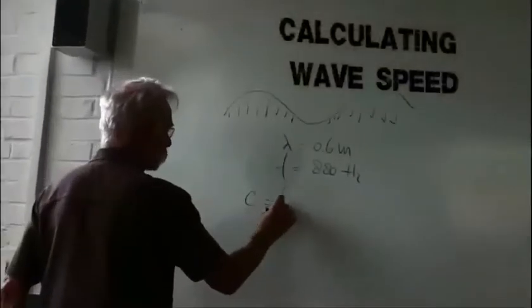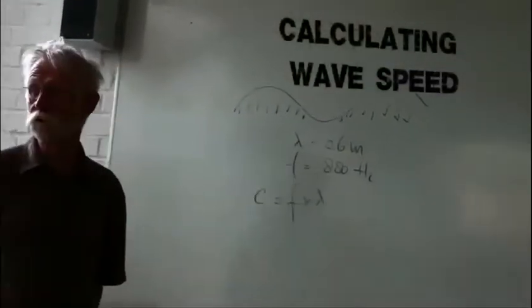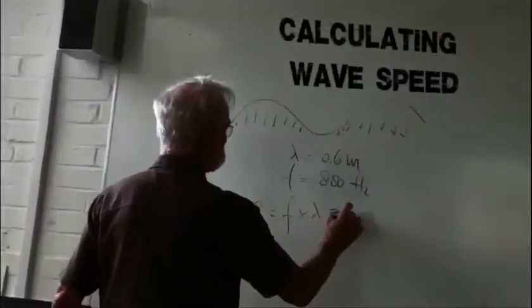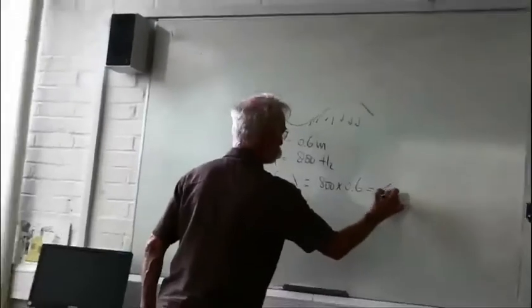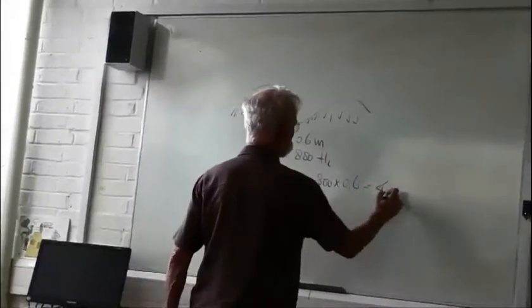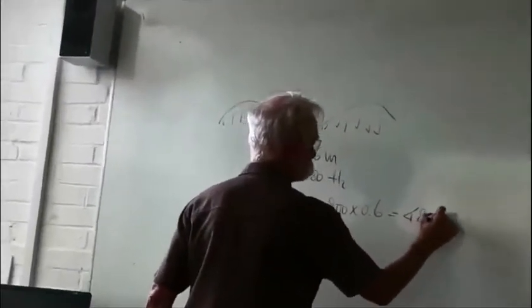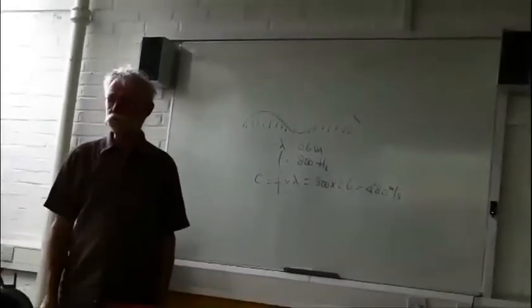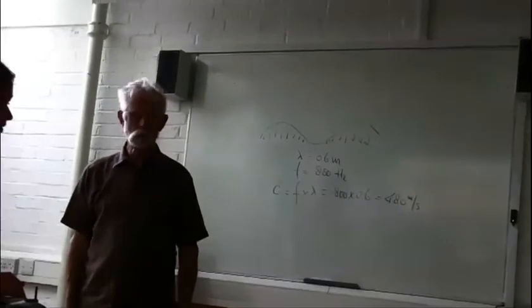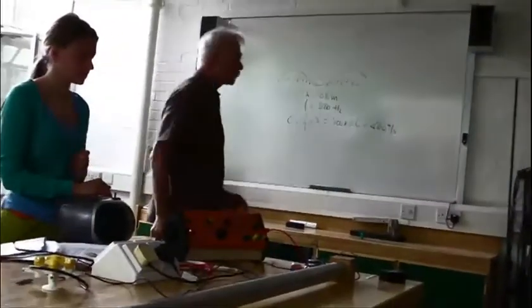Speed is frequency times wavelength. You know that. Yep. So that's going to be 800 times 0.6, which is 480 meters per second. Right? And that's the speed of sound in the tube. The speed of sound in the tube is 480 meters per second.